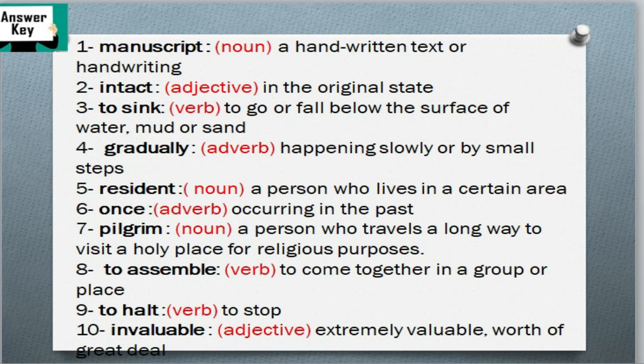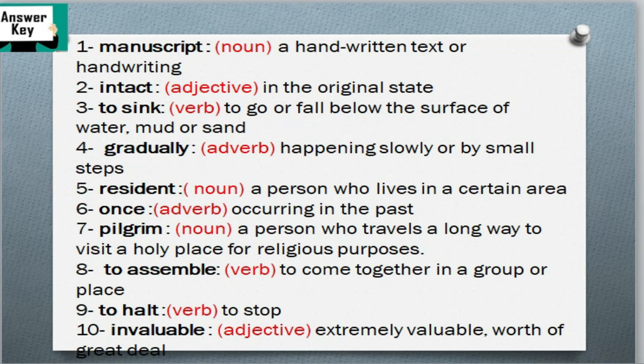Number 4, gradually, an adverb. It means happening slowly or by small steps. Number 5, resident. It is a noun. It means a person who lives in a certain area. Number 6, once. It's an adverb. It means occurring in the past. Number 7, pilgrim. It's a noun. A person who travels a long way to visit a holy place for religious purposes.